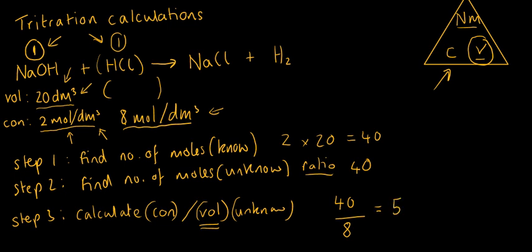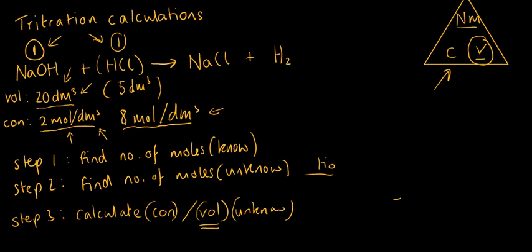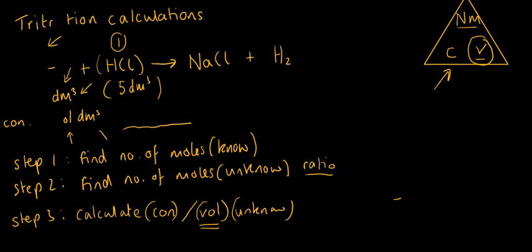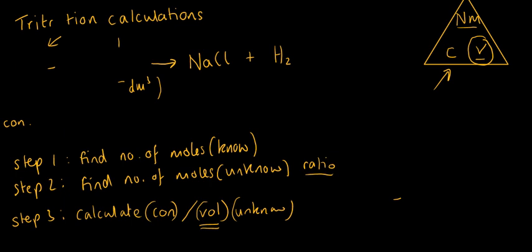And that is going to be dm cubed. So therefore I'm going to write 5 dm cubed here, like so. Okay, so let's get rid of this and let's keep our steps. And now let's get introduced into a slightly trickier equation.